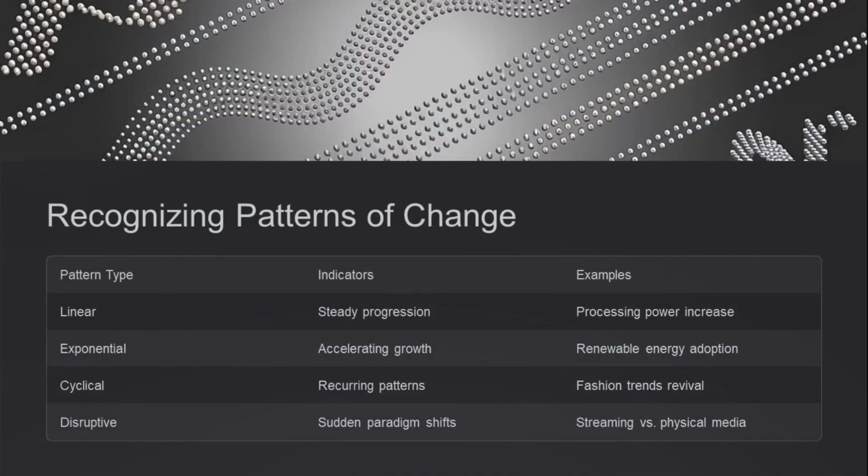Not all change happens in the same way. Patterns of change fall into four broad types: linear, slow, steady progress; exponential, rapid, accelerating growth; cyclical, trends that come and go in repeating waves; disruptive, dramatic changes that upend entire systems. Recognizing these patterns helps you better anticipate what kind of change is occurring.